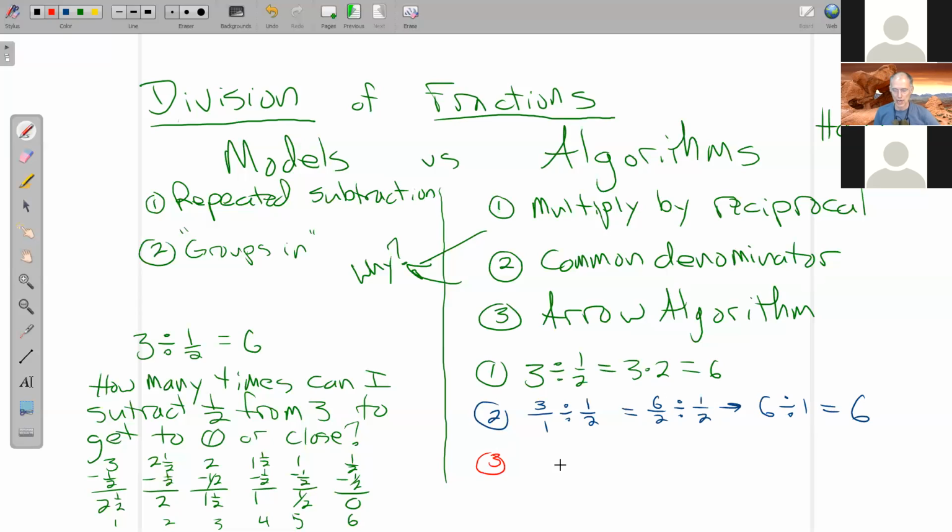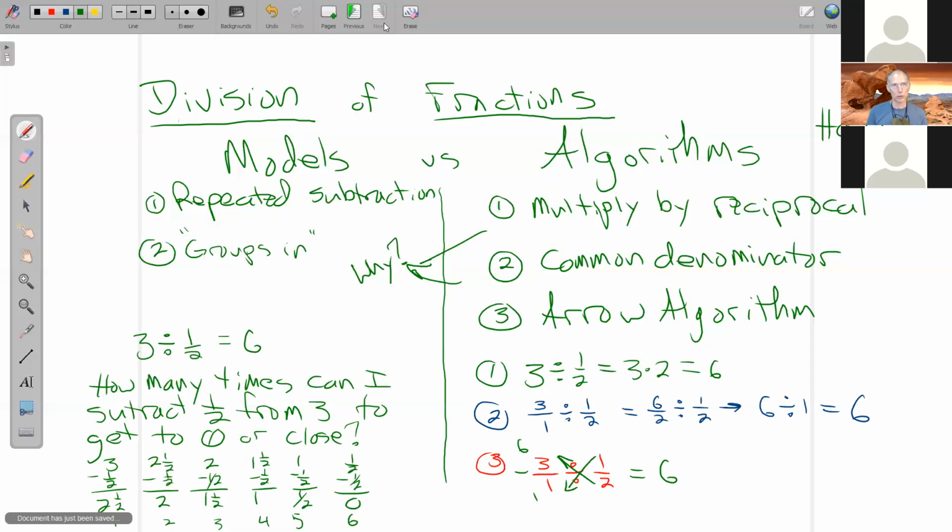And then 3, the arrow algorithm, I would view that as 3 over 1 divided by 1 over 2. And here the arrows flow backwards and diagonally. So 1 times 1 is 1, 3 times 2 is 6. 6 divided by 1 is the answer, which is 6. So those are the 3 different algorithms. No pictures, no explanation, just do it. That's an algorithm.